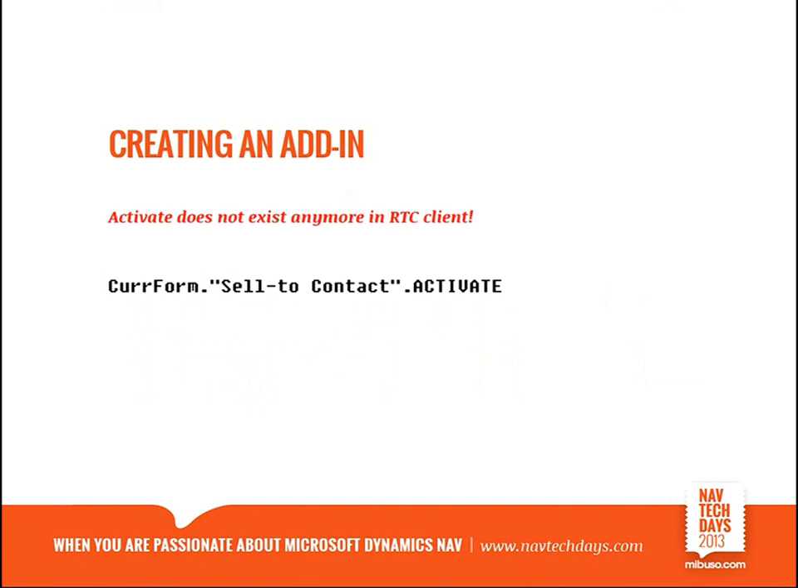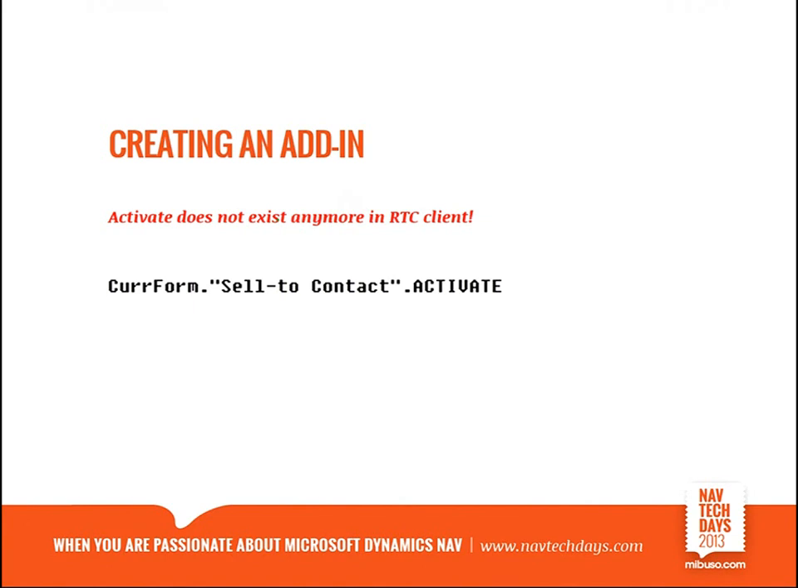Okay, so let's start with an example. I think most of you know that in the RTC client there's a problem when you need to set focus on a specific field. To achieve this in the old client, in the forms, it was very simple. You just write CurrForm.FieldName.ACTIVATE, and that's it. And your mouse will instantly focus on the field.